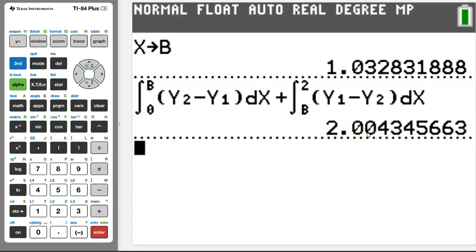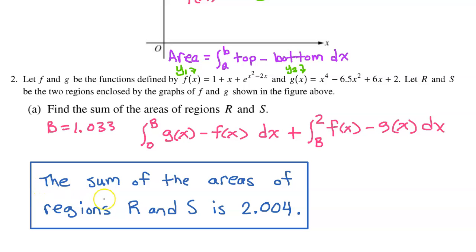2.004. Always write your answer in a sentence. So the sum of the areas of regions R and S is 2.004.